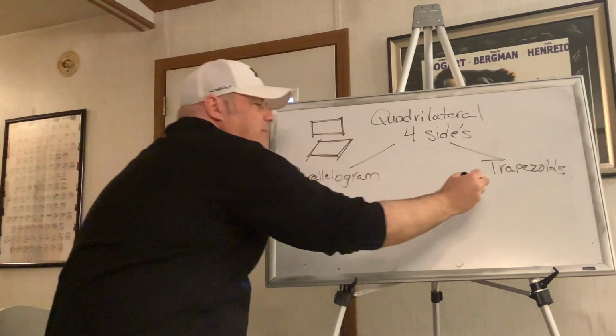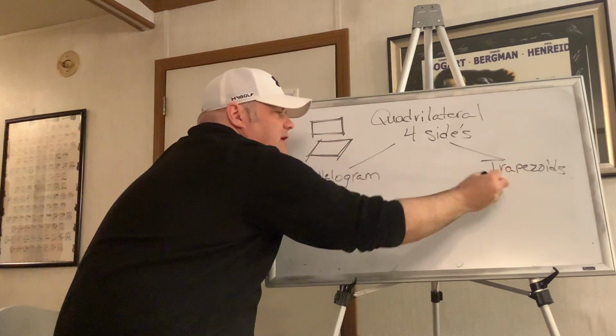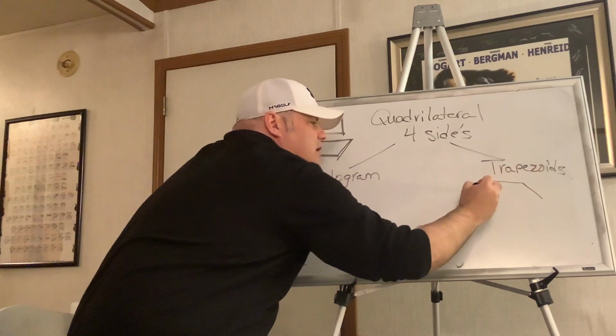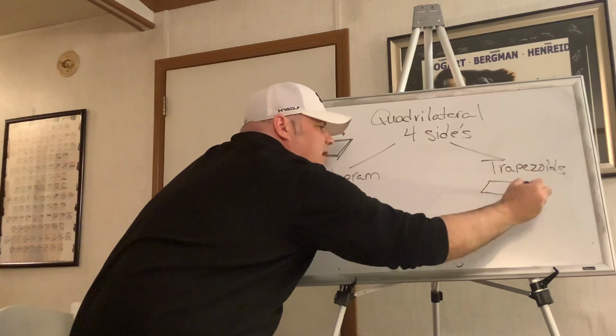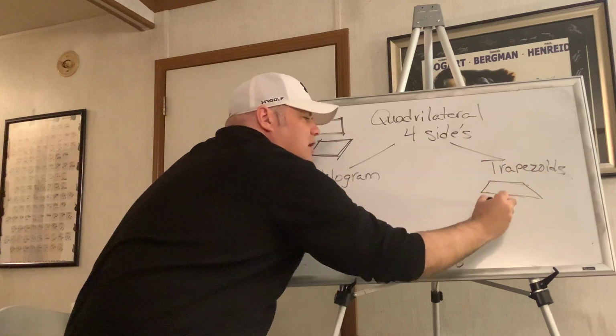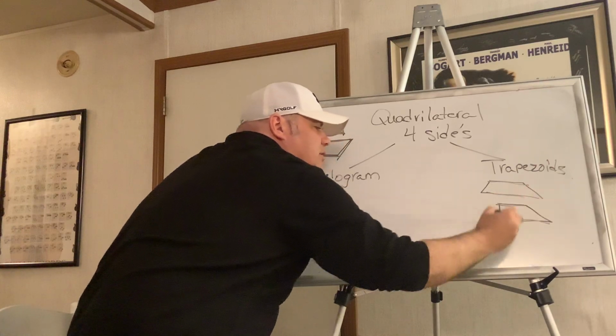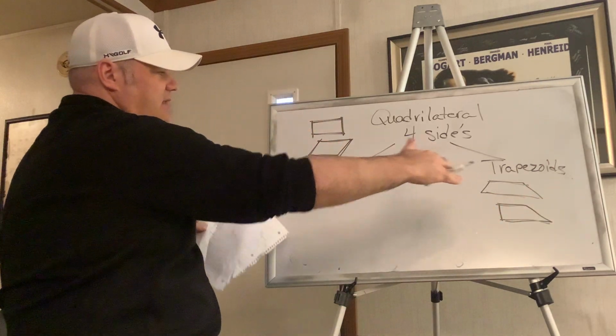So on. Trapezoid, what's different about it is it only has one set of parallel sides. So it could look like this, meaning these two sides are parallel, but these are not. Or it could look like this, meaning these two sides are parallel, but these two are not. Okay, so that's what separates it from a parallelogram.